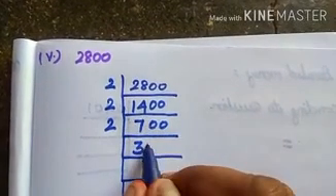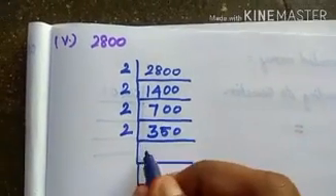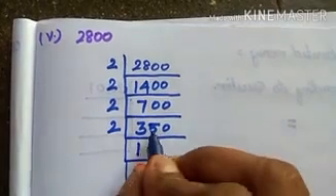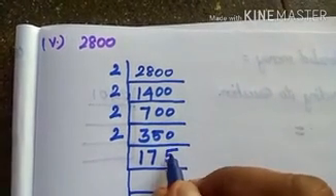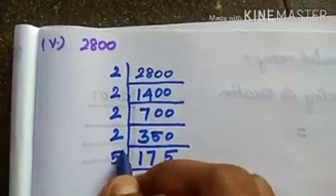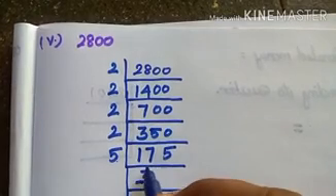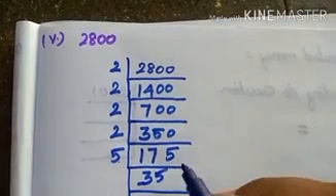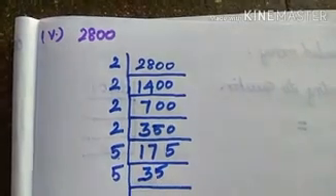Remaining 1. 5 2s are 10, 0. 1 2 is 2. Remaining 1. 7 2s are 14. Remaining 1. 5 2s are 10. Now the 5 table. So 1 5 is 5. 3 5s are 15. Remaining 2, 25. 5 5s are 25, so how many times now you get? 7 times.